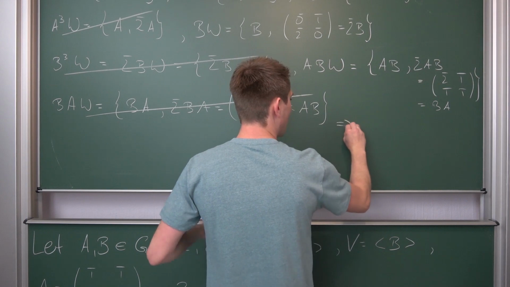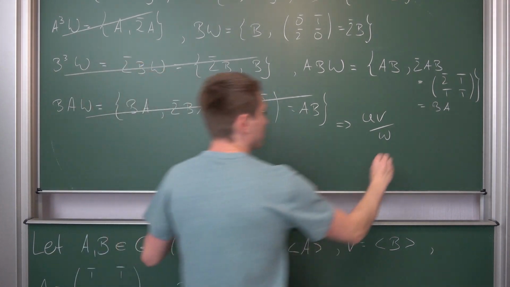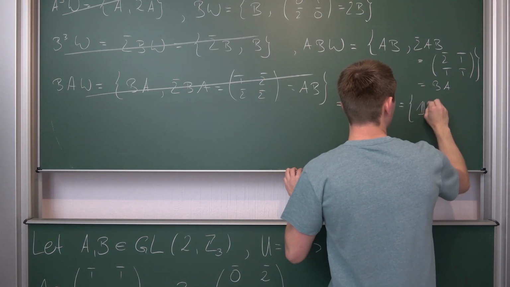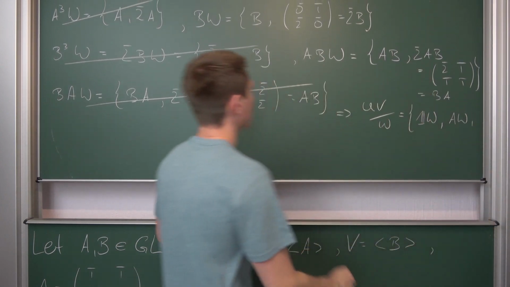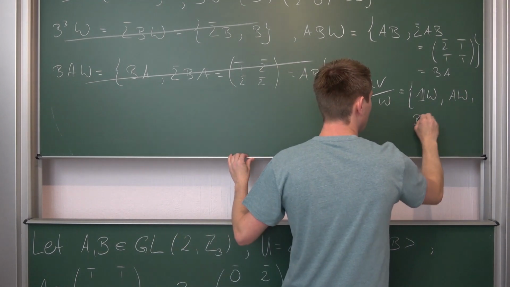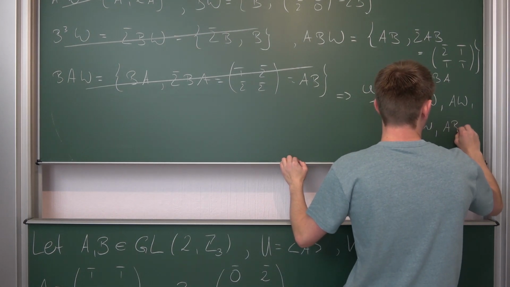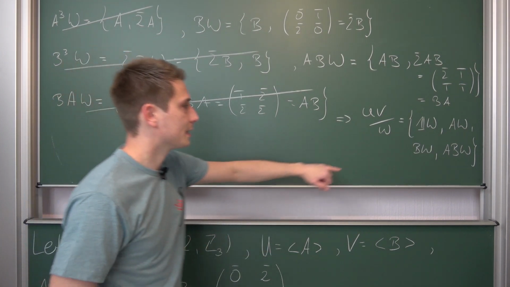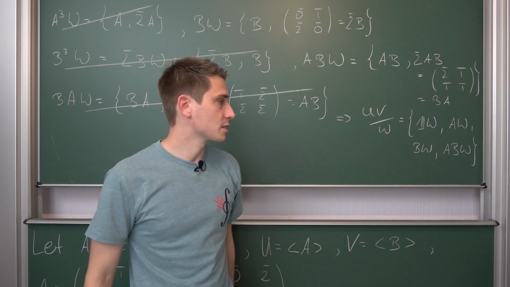Meaning overall, our factor group, our quotient group, looks as follows. The factor group is nothing but the set of, what do we have? We have identity times W, we have A times W, we are going to have b times w, and we are going to have ab times w. And now all that's really left to show is that none of these elements in here have the order 4. This is all that we need to show.